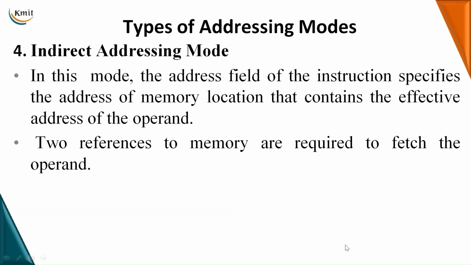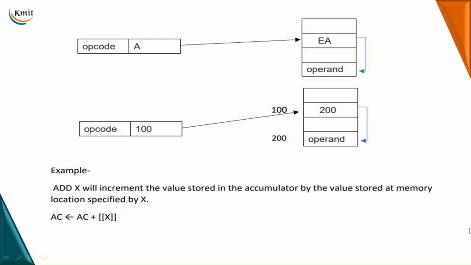The next type of addressing mode is the indirect addressing mode. In this indirect addressing mode, the address field of an instruction specifies the address of the memory location that contains the effective address of the operand. Let us look at an example; there are two examples here.